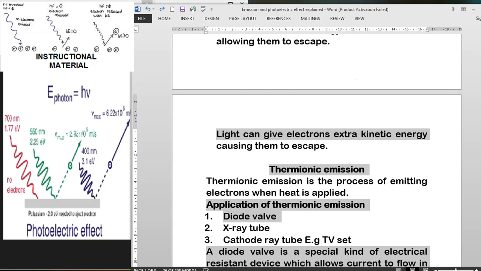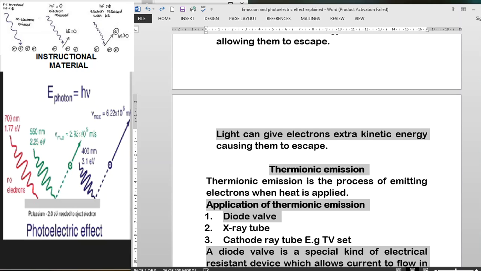What are the applications of thermionic emission? Number one, the diode valve. We also have the X-ray tube. We have cathode ray tubes, e.g. your television. All these are applications of thermionic emission.